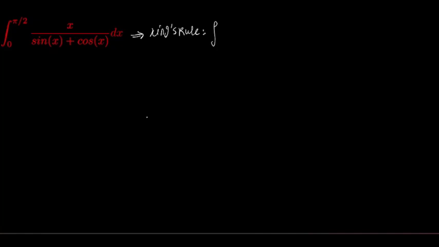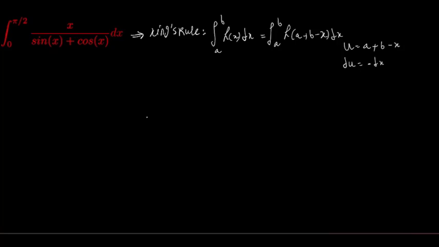The King's rule says that if we have the integral from a to b of f of x dx, this is equal to exactly the integral from a to b of f of a plus b minus x dx. And actually, you can prove the King's rule pretty easily. You can take a substitution u equals a plus b minus x. Hence, du is going to be minus dx, and you're going to change the integration limits.